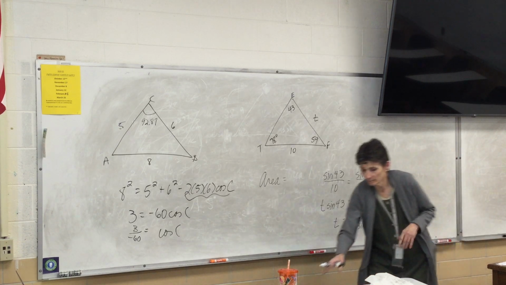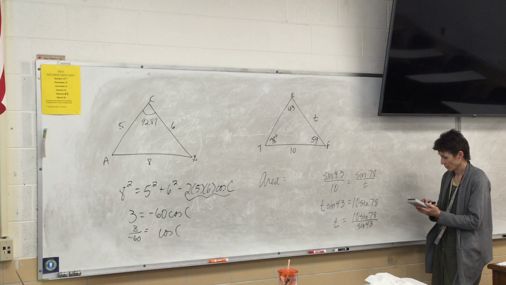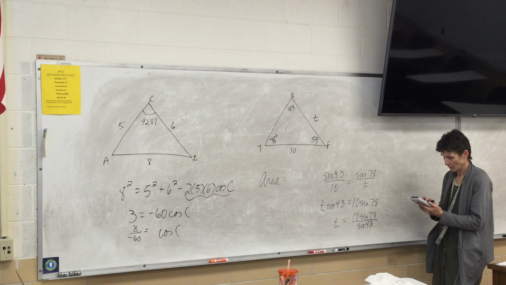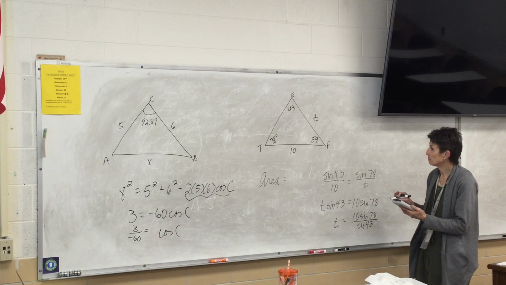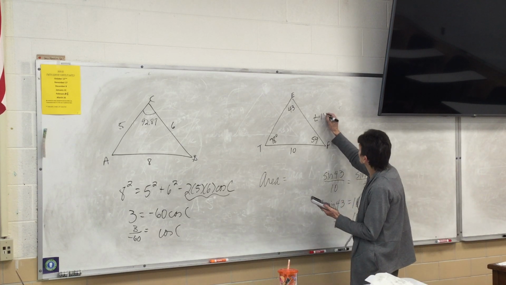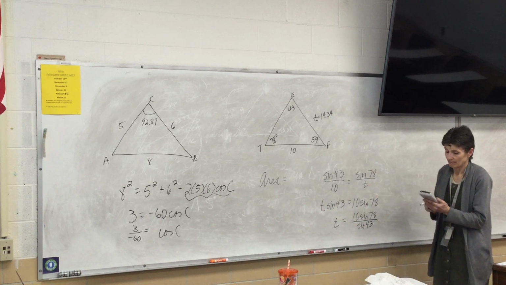So I'll type it in. Ooh, gosh darn it. I got 14.34 for side T.